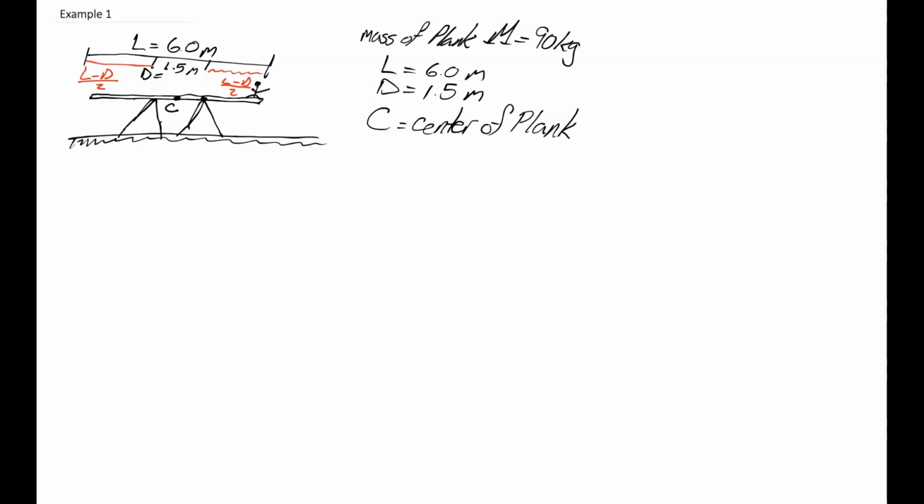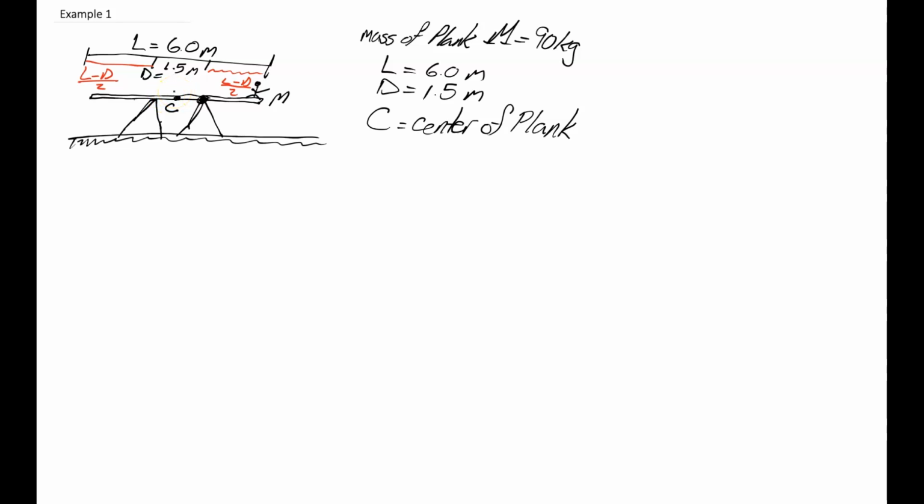Consider the figure and notice that in order to just balance the mass of the person, let's call it little m, has to be such that the center of gravity of the plank and that person is directly over the right hand side seesaw to balance the center of gravity of the plank.